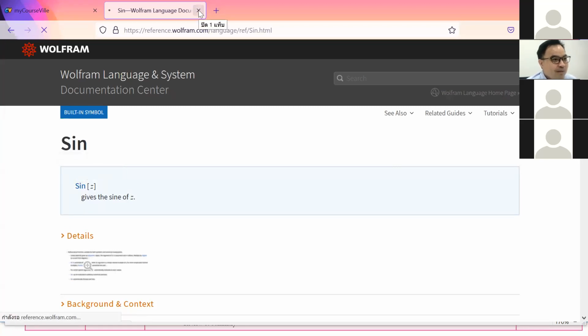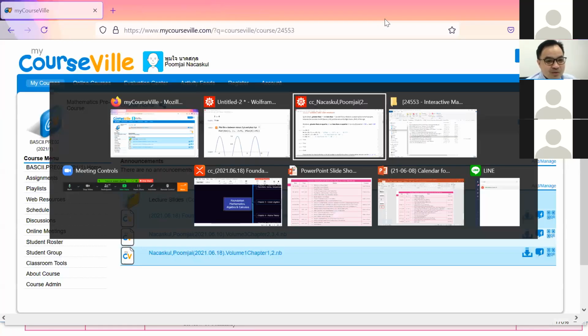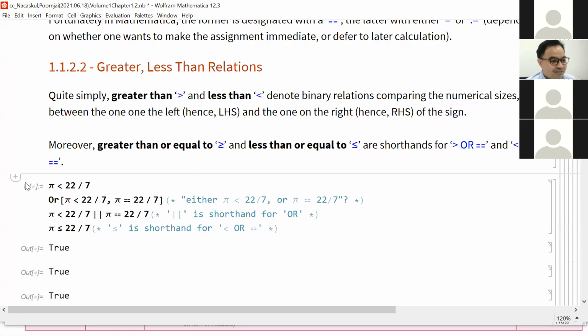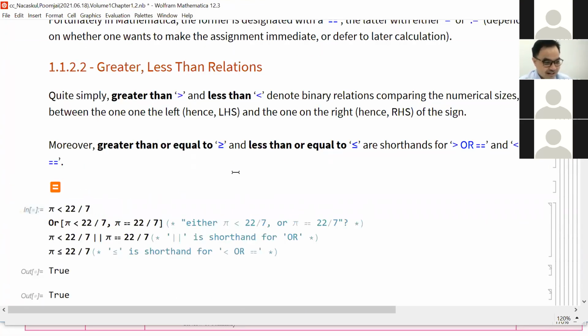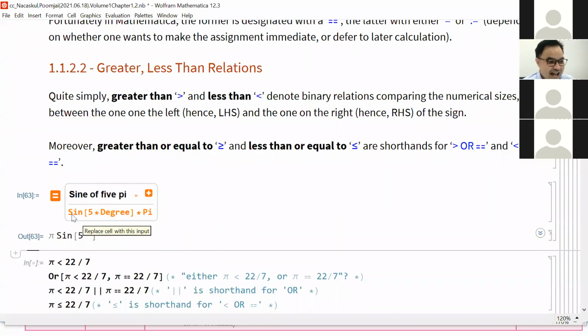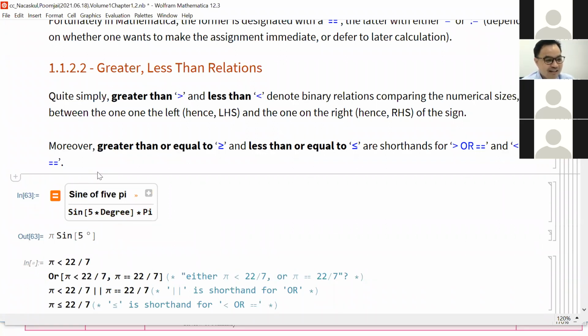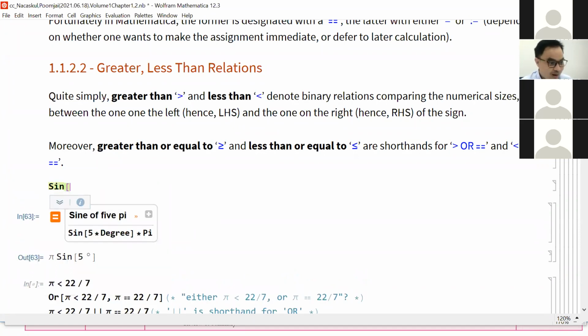But if you didn't know any better and you don't want to search the internet, you can just type in, using the free form input, sine of 5 pi. The word is sine. So now next time you know how to do this, right? You don't have to say this. You just say sine of 5 times pi.